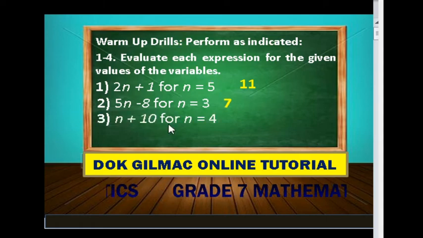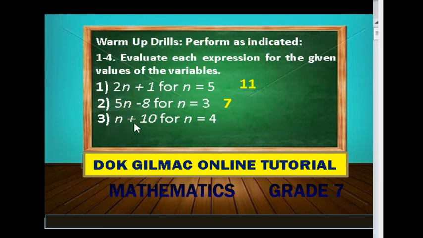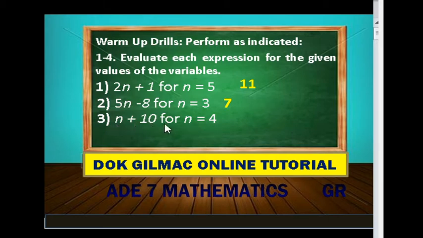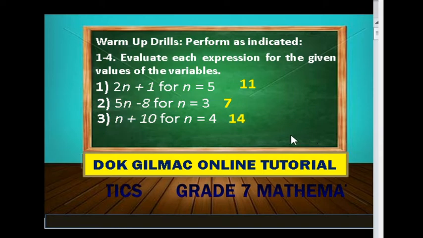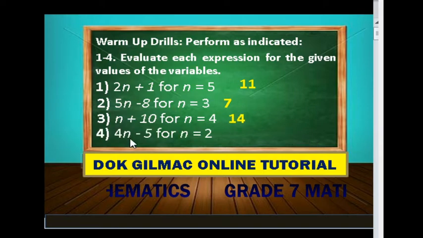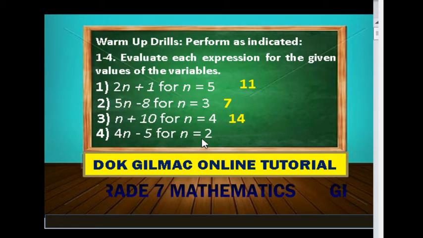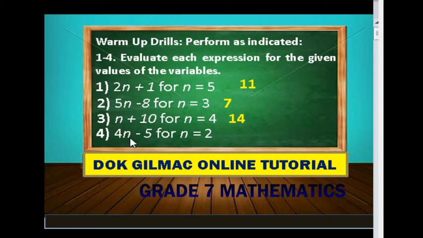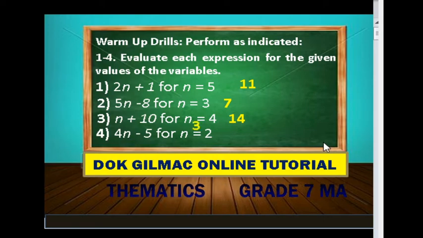Next one. n plus 10 for n equals 4. Substitute again n by 4. So, we have 4 plus 10. So, that's equal to 14. Next one. 4n minus 5 for n equals 2. Again, substitute n by 2. So, we have 4 times 2, 8 minus 5. So, that's equal to 3. Okay?